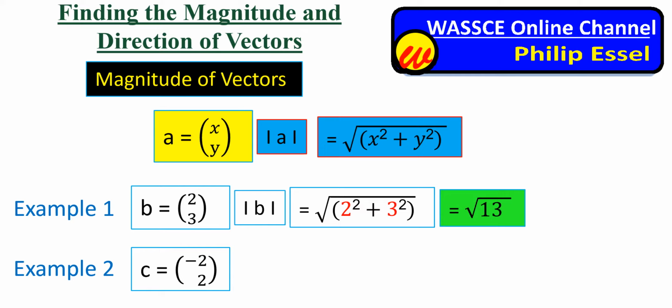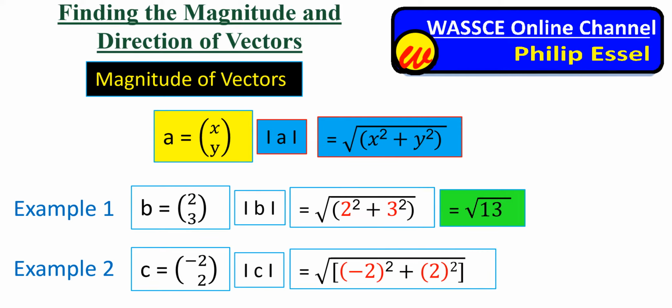Example 2. Vector c equals (-2, 2). So the x component of this vector is -2 and the y component of the vector is 2. Let's find the magnitude of c. It will be given by the square root, all in brackets, of (-2) squared plus 2 squared.